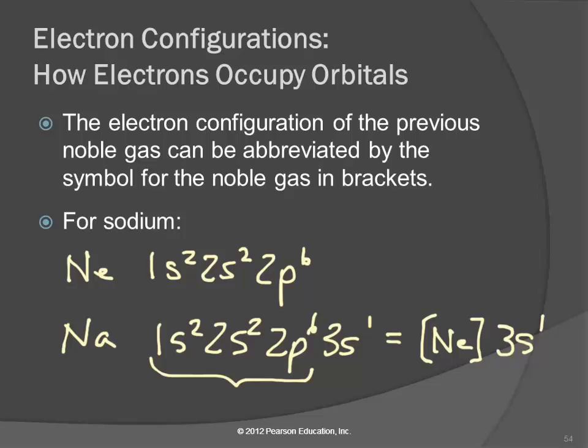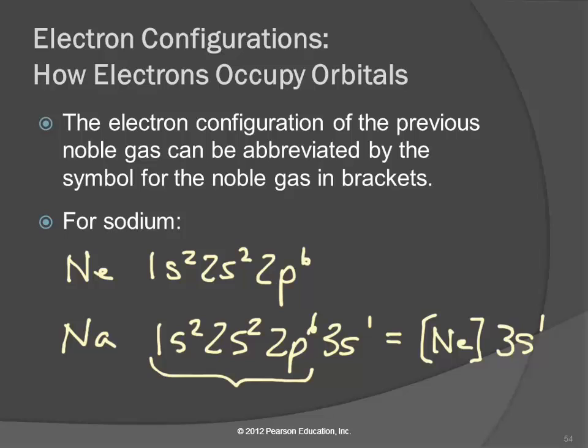Yes? So now you can do that with any of them after neon. Yeah, I mean, you can use helium, but it doesn't really save you much. So for nitrogen and carbon and stuff, we wouldn't usually put helium in there. But when you get to some of the bigger ones like cesium, and you use xenon, and then just add one electron, that saves you a lot of writing. So you should be able to write the electron configuration either way, and be able to recognize them either way.